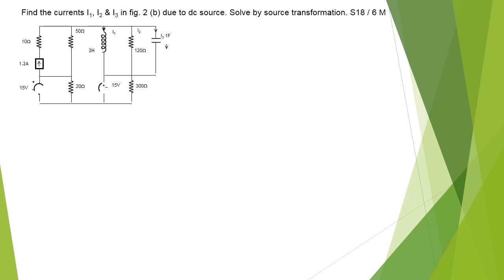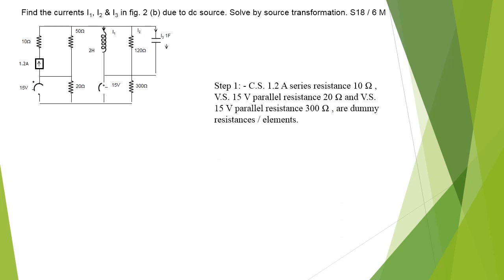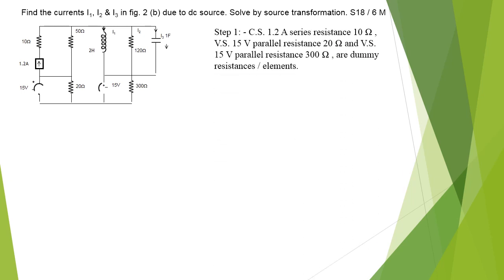Find the currents I1, I2 and I3 for the given figure which passes through 2 Henry, 120 ohms and 1 farad due to a DC source which is present in the network, and solve this particular numerical by using source transformation. This particular numerical was asked in summer 18 for 6 marks. So let us start with the solution. Take the solution in steps.